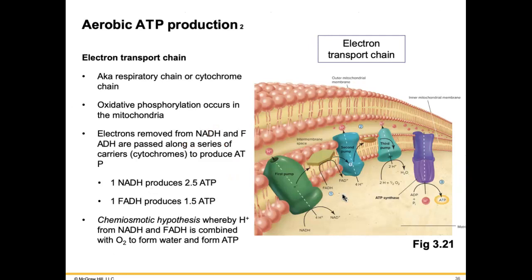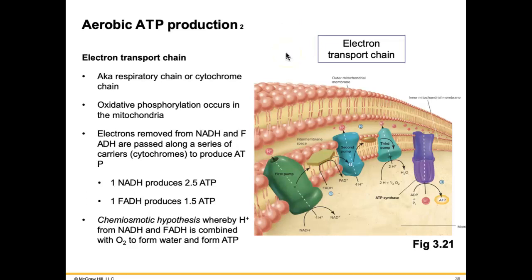Now we are going to get into the second aerobic ATP production process, which is the electron transport chain. This is also known as the respiratory chain or the cytochrome chain. Essentially what's taking place here is oxidative phosphorylation within the mitochondria. This is the inside of the mitochondria, which we are going to call the matrix. This is the intermembrane space, because the mitochondria has a double membrane. And this is going to be our outer membrane, which means outside of the mitochondria, we're in the cytosol of the cell here.